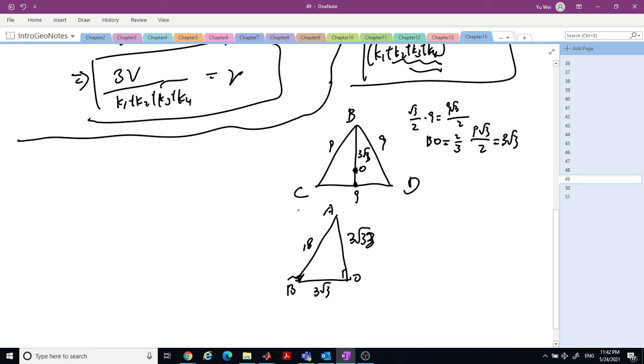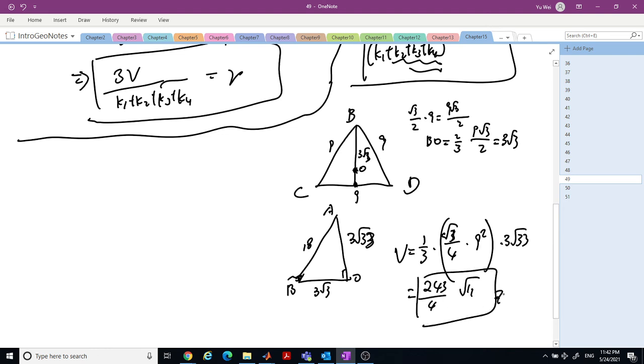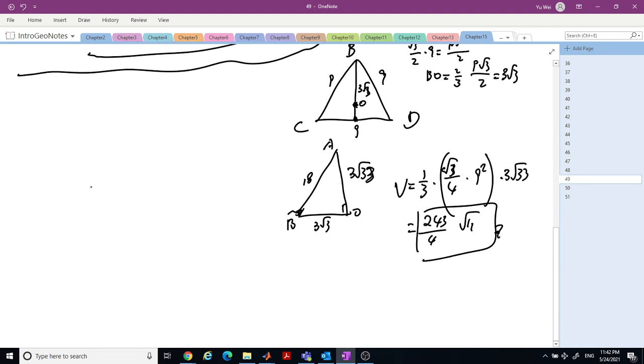Once you know the height, you can calculate the volume. The volume will be 1/3 of root 3 over 4, times 9 squared, times 3 root 33. After reducing, it's 243 over 4 times root 11. This is part of the result we need to use, and the other one we need to calculate is one of the side surfaces.